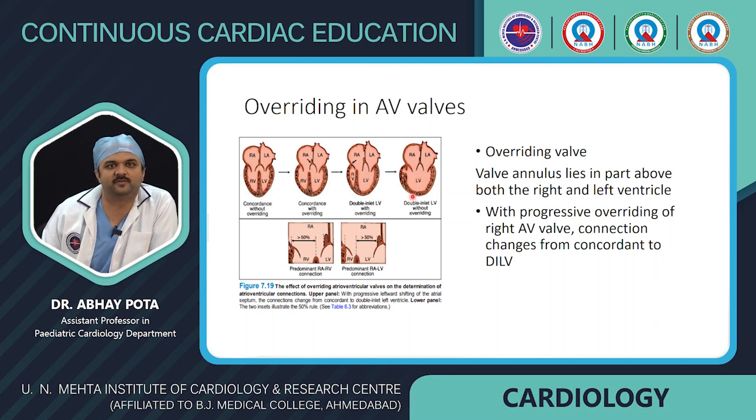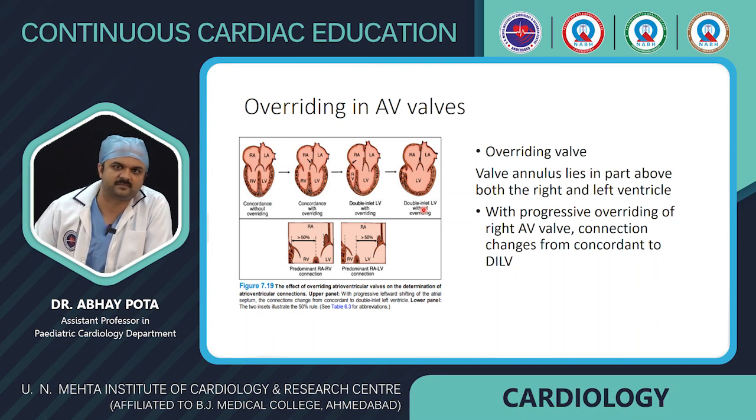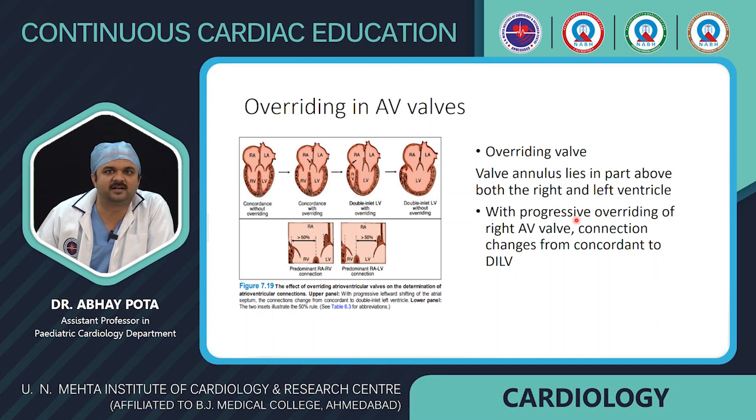So with progressive leftward shifting of this valve, or we can say interatrial septum, as the interatrial septum is moving toward left, or the annulus is moving towards left, we can see that initially it was totally normal AV connection, then it became a bit of overriding, then overriding even more increased, and then now this is totally DILV, a case of double inlet left ventricle. So basically, with progressive overriding of right AV valve, connection changes from concordant to DILV.